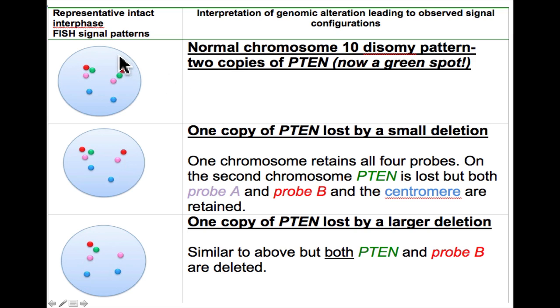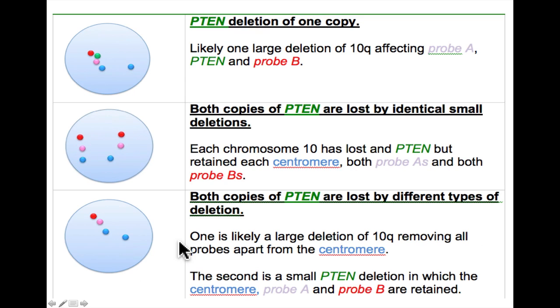If the nuclei don't have a deletion, this is a typical sort of pattern you see. Then if one copy is lost by a small deletion, so it's keeping the 2 flanking probes A and B but losing PTEN, this is what you'd see. Similarly, another hemizygous deletion, but this time the red probe B and PTEN have gone together, so you're seeing fewer signals, losing green and red. And this is a 1 copy loss, but it's a very big deletion. It includes both probe B and probe A. So on one chromosome everything is there, on the other we've only got the centromere.